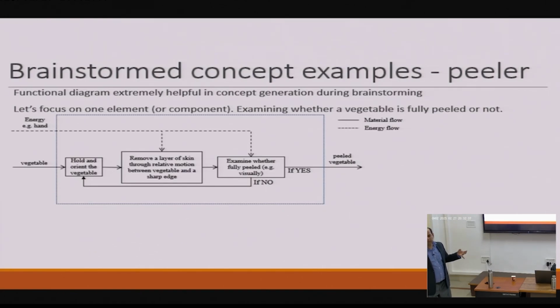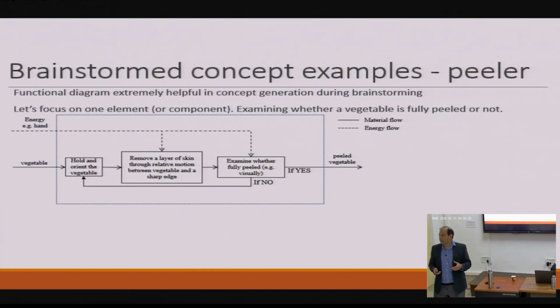We have information flows, we have energy flows, and we have material flows. Those are the main types of flows that we think about generally. And then if you have different types of sensor flows, you can do that as well. So you have vegetable and energy going in. Somehow you have a way of holding and orienting the vegetable. And then the energy is used to remove a layer of skin from the vegetable. And then some way of examining whether it's done or not, right?